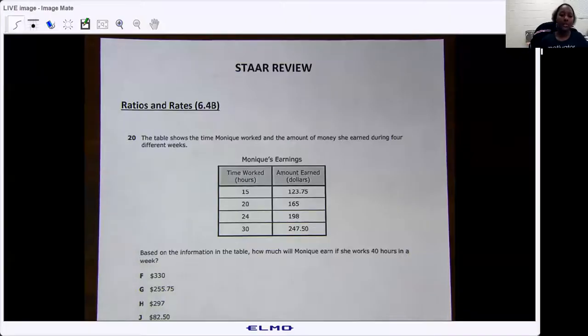Today we're going to go over ratios and rates. So let's take a look at our STAAR questions that were commonly missed. Let me share my screen. All right, ratios and unit rates.